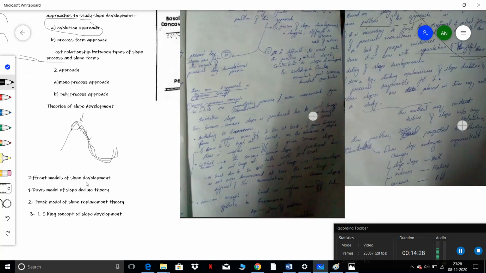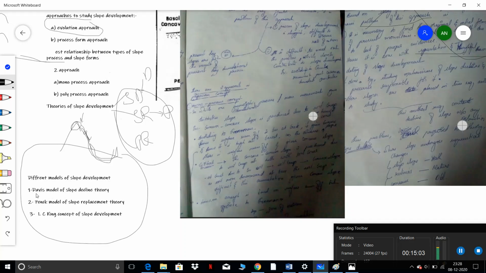Next, theories of slope development can be classified into three parts. One is slope decline theory, given by Davis. Next is slope replacement theory, by Penck. Next, parallel retreat theory. Based on these classifications of slope development, we have models of slope development by these geomorphologists.